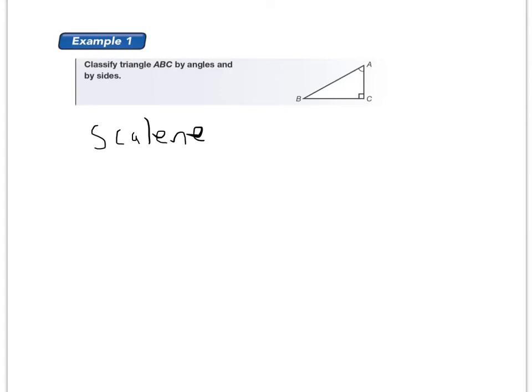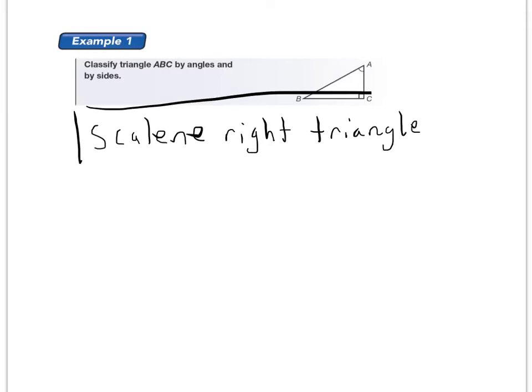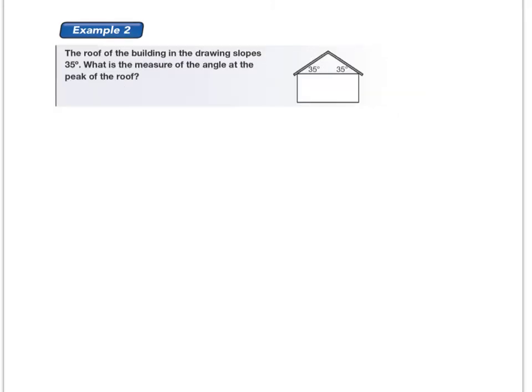Okay? And then we already learned some names for triangles. If we classify it by angles, then we just look for the biggest angle. Well, the biggest angle is a right angle here. So this is a scalene right triangle. Okay, and this is important to make sure you got it classified by both sides and angles. Scalene right triangle. Alright, let's go ahead and move on.